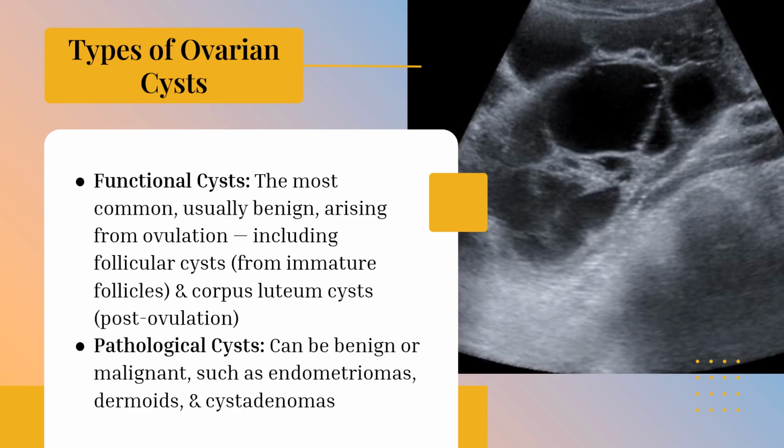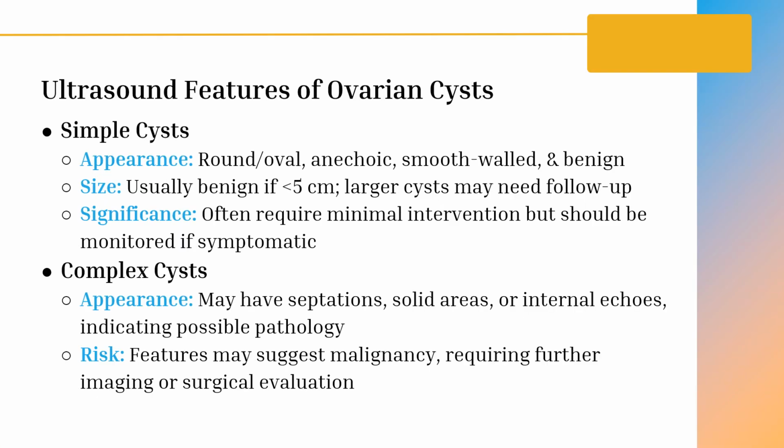There are different types of ovarian cysts. There are functional cysts, which are the most common, usually benign, and result from ovulation. This also includes the follicular cysts, which occur with immature follicles, and the corpus luteum cysts, which occur after ovulation. There are also pathological cysts, and they can be benign or malignant, such as endometriomas, dermoids, and cystadenomas. There are a lot of different types of pathological cysts, and you need to be able to at least determine: is it fluid filled, is it solid, is it more prone to be malignant versus benign.